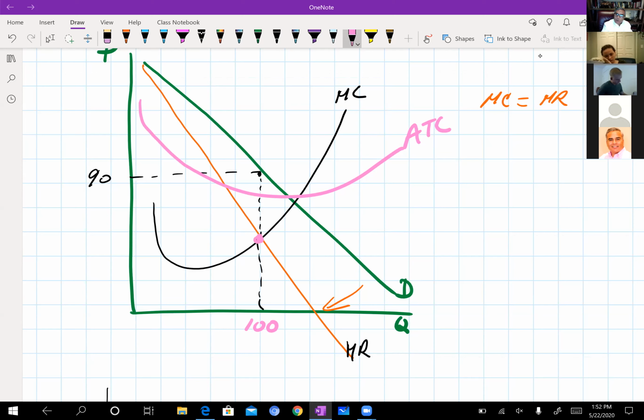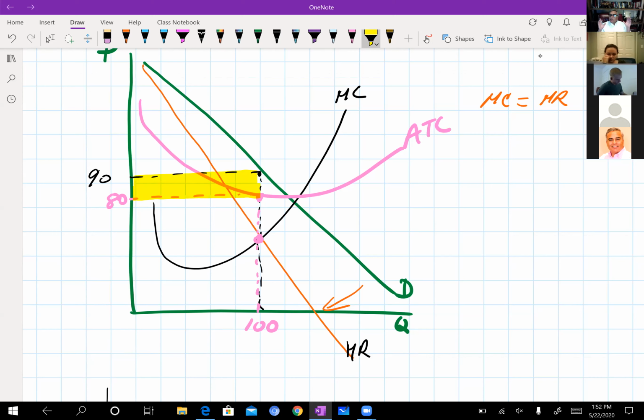Then the question is, is this company making money or losing money? Well, at 100 units of output, my average total cost is right here, which simply means that on the average, it costs me $80 to make each unit, and I'm selling it for 90. So the question is, am I making money or losing money? And it's very easy to know that this company is actually making all this money right here. All this part in yellow. It's actually the profits that the company is making.